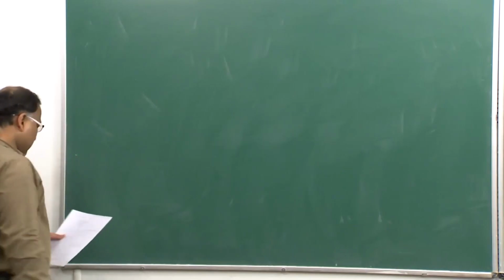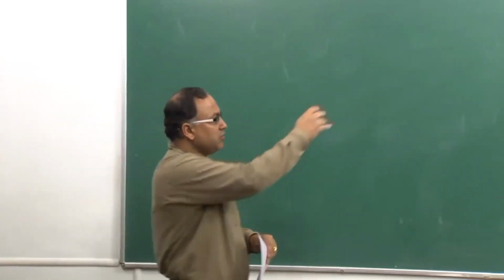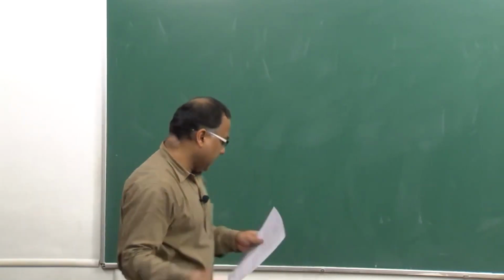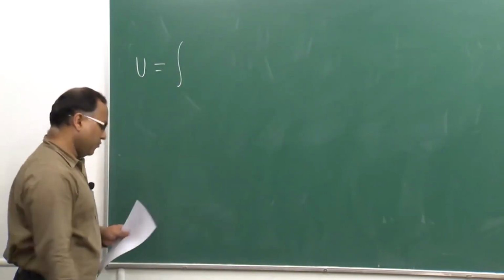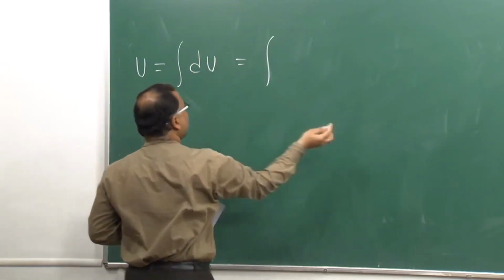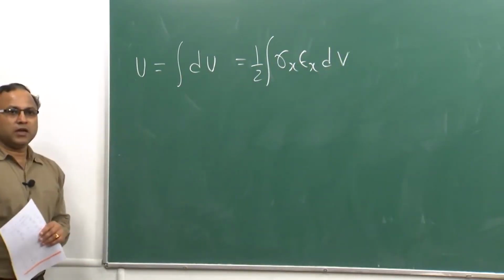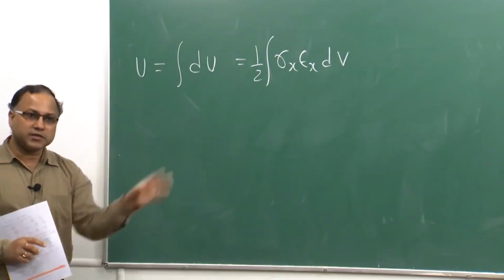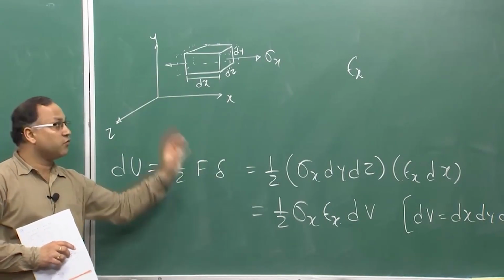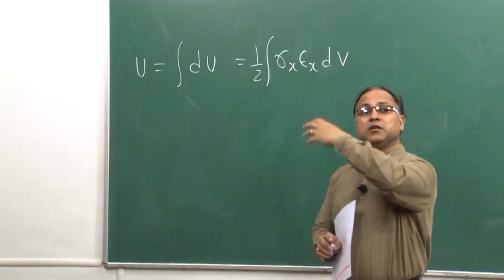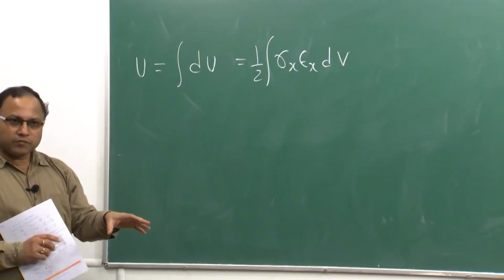Similarly, if you consider the whole elastic body is made of several small elements, then the total strain energy of the whole body will be the integration of du, right. That is the total strain energy of the whole elastic body. So, we considered one small element in that elastic body and found the strain energy for that small element, and then for the whole elastic body, we are just taking the integration over the whole volume.